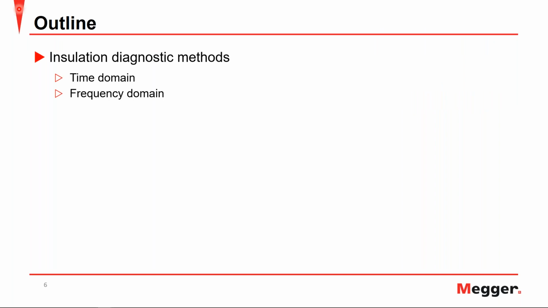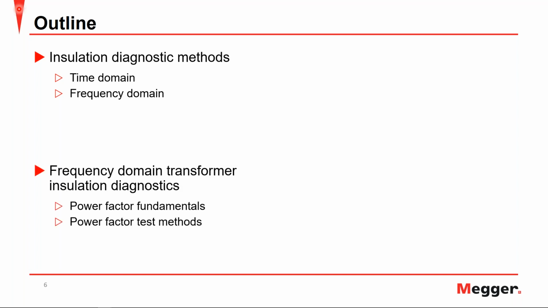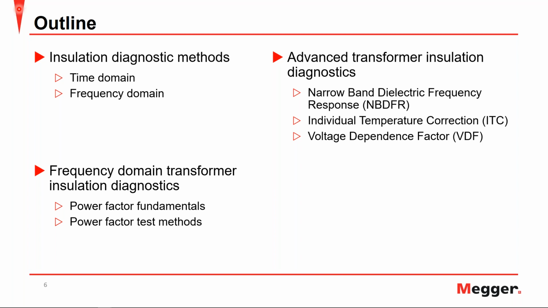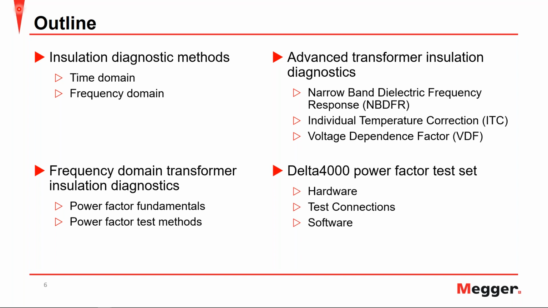First, we'll start by talking about installation diagnostic methods, including time domain and frequency domain testing methods. Then we'll move into frequency domain transformer installation diagnostics, where we will discuss power factor fundamentals as well as power factor test methods. From there, we'll move into the advanced transformer installation diagnostics, where we will talk about narrowband dielectric frequency response, individual temperature correction, and voltage dependence factor. Then we'll finish it off with covering the Delta 4000 power factor test set, where we'll discuss the hardware, test connections, and the software.